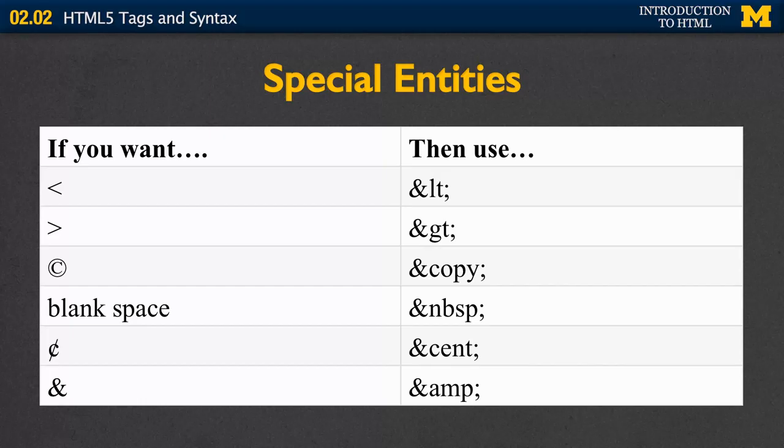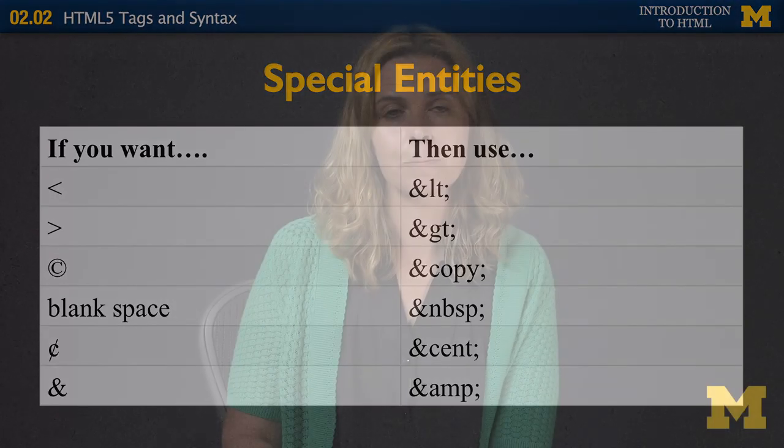Ampersand copy. If you'd like extra blank spaces, you actually have to use a special entity. Putting space, space, space, the browser ignores it. You'd have to actually put ampersand NBSP. And what if you actually want an ampersand? Well, in that case, we even have a special entity for that, which is ampersand amp.